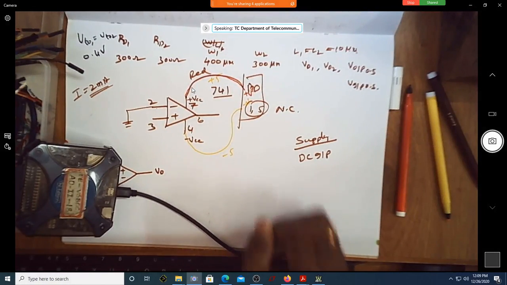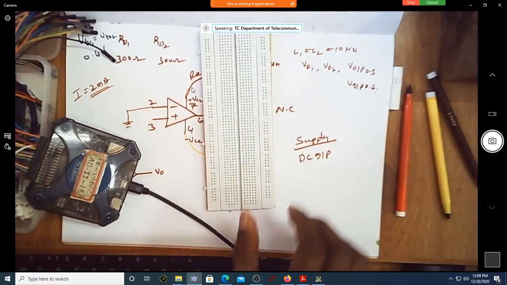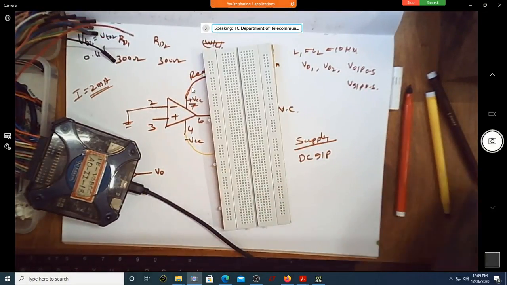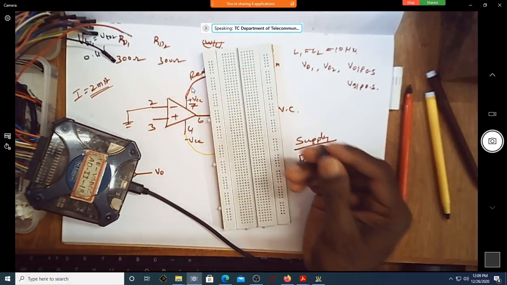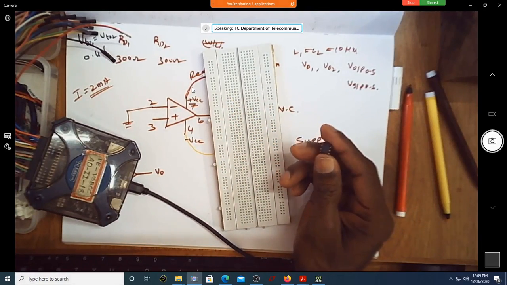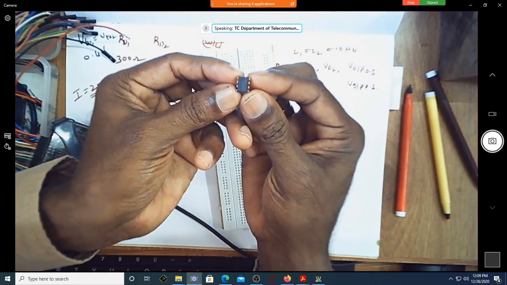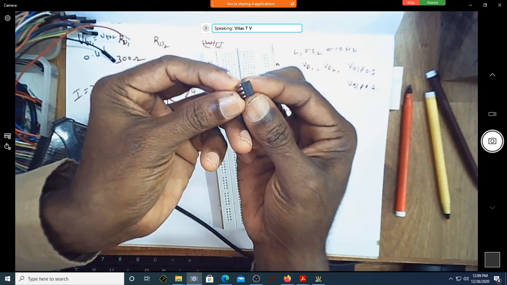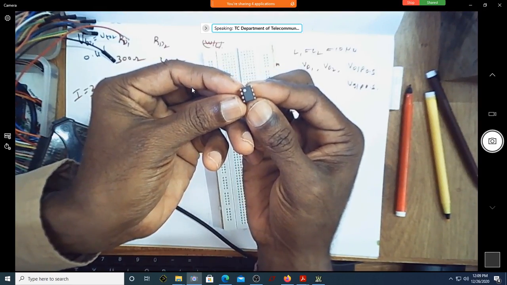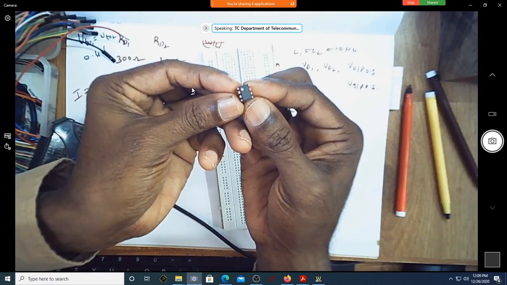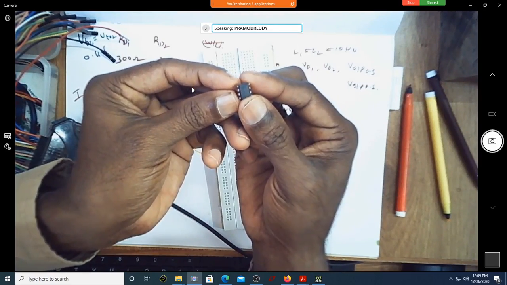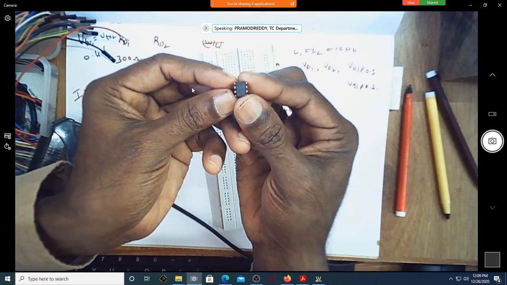Correct? What I'll do, I'll take the breadboard. Where is my IC? This is my IC. So I hope all of you know how to identify pin number 1. How do you identify pin number 1 from this? Where is the dot now? Can you see the dot? In some cases there will be no notch.